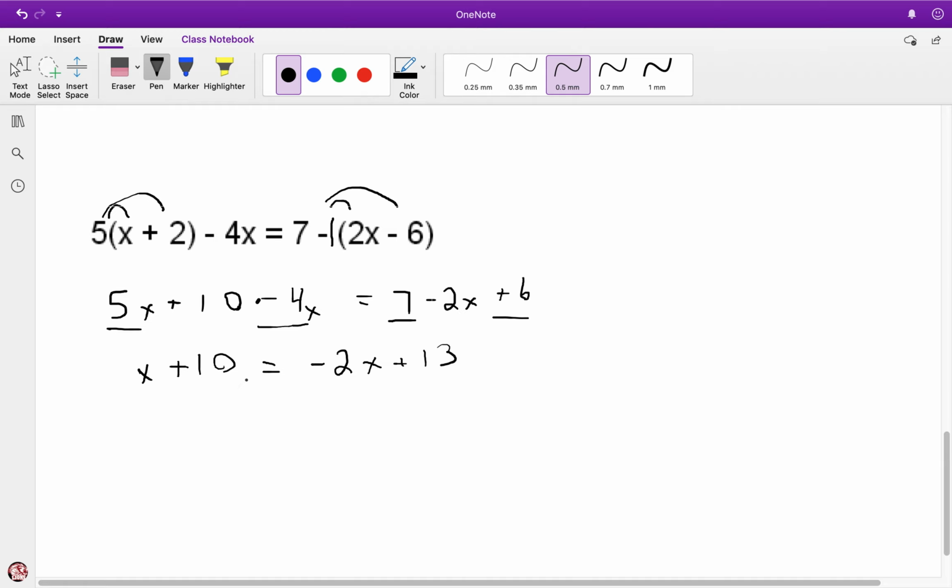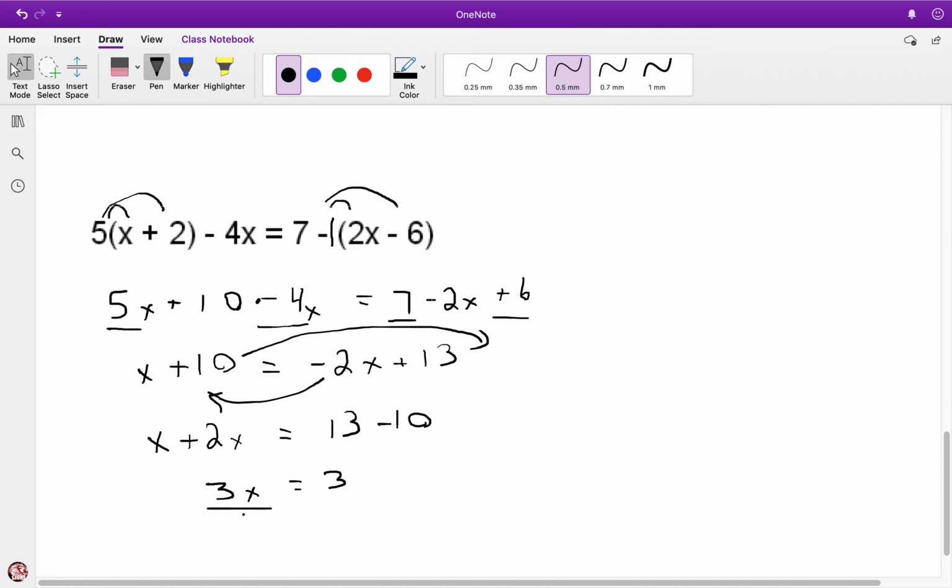Now, I like to have the bigger x stay the same, so it's going to stay there. I'm going to bring this x over. I'm going to bring this 10 over. It's a negative over here, so it's going to become a positive 2x equals 13. It's a plus over here, so it's going to be a minus over here. That's going to equal 3x equals 3. And divide by 3, divide by 3. These cancel out, so they're going to equal 1. So our final is going to be x equals 1.